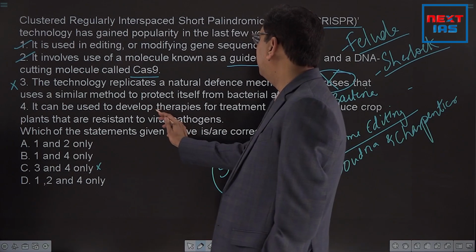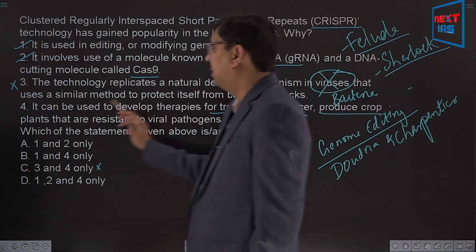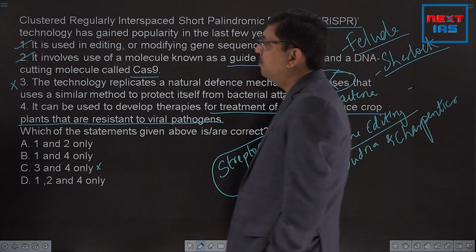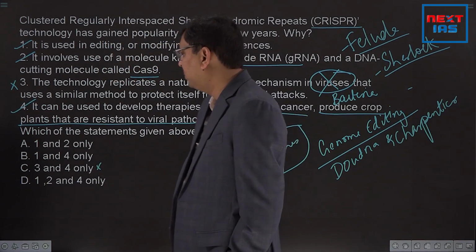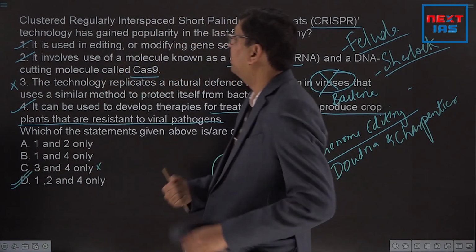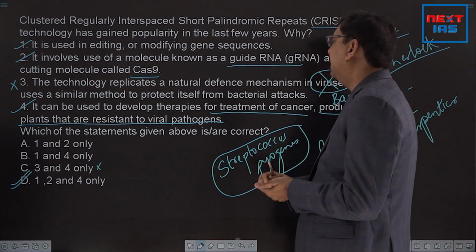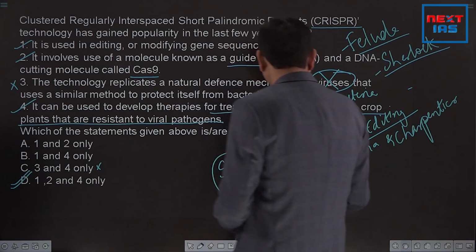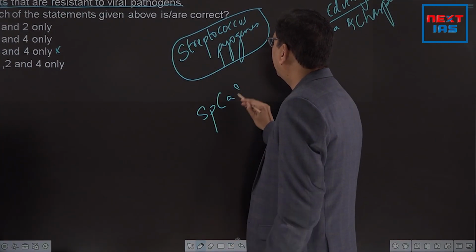It can be used to develop therapies for treatment of cancer. Yes. Produce crop plants that are resistant to viral. So CRISPR-Cas9 can be used in both plants as well as animals to provide resistance. So statement 4 is correct. Answer is D. So for this CRISPR question, the correct answer is D. Clear? So in India, we are not using SP-Cas9. Let me tell you one thing.